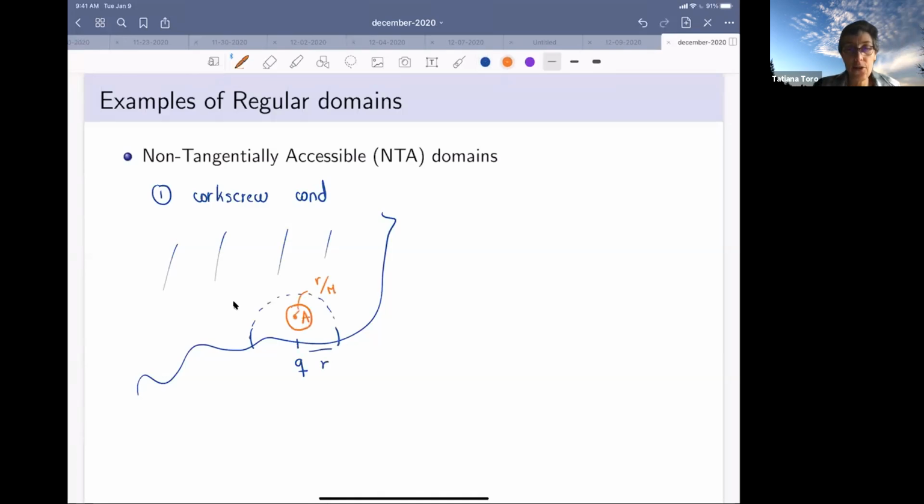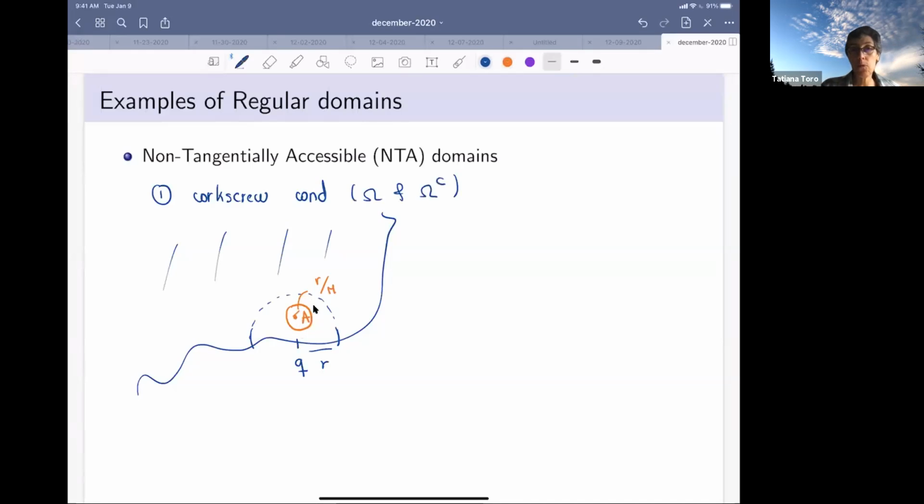So if we look at the picture, the property is what you see in the picture. For every point Q and every radius R, there's a point A whose distance to Q is comparable to the distance of A to the boundary, and we can put a ball around it. That's the way. So omega satisfies the corkscrew condition, and so do omega and omega complement.